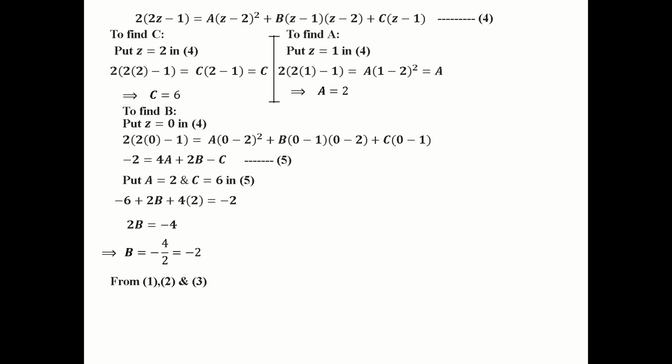So again, we are going to our main problem. From 1 to 3, you will get f of z by z, which is equal to a by z minus 1 plus b by z minus 2 plus c by z minus 2 the whole square. Substituting the values of a, b, c: 2 by z minus 1 plus minus 2 by z minus 2 plus 6 by z minus 2 the whole square. Multiplying z on both sides, f of z is equal to 2z by z minus 1 minus 2z by z minus 2 plus 6z by z minus 2 the whole square.